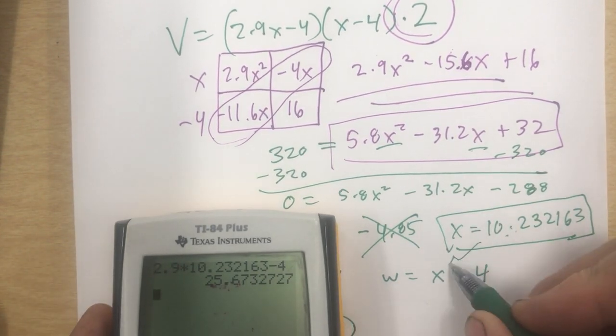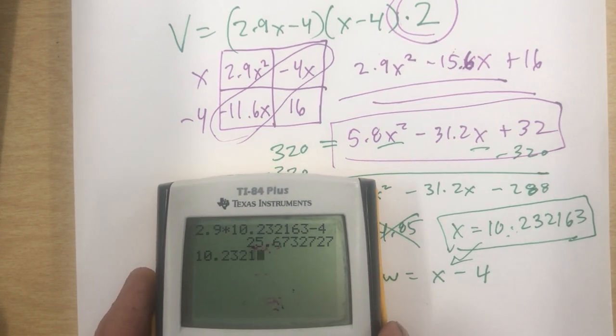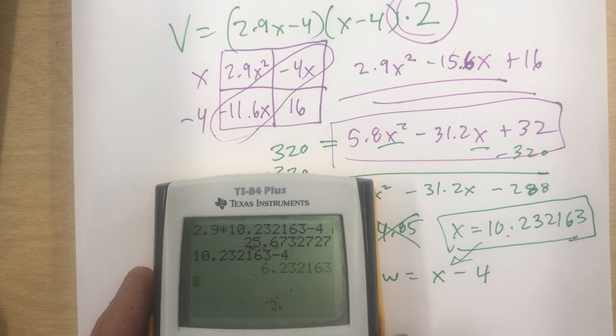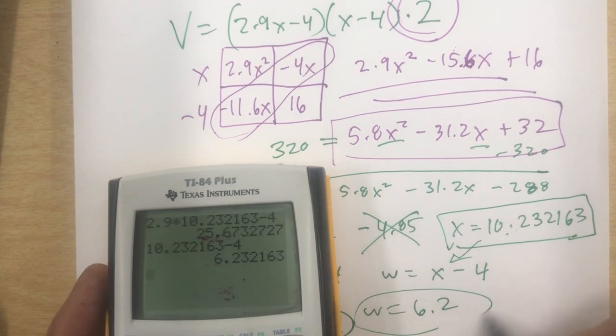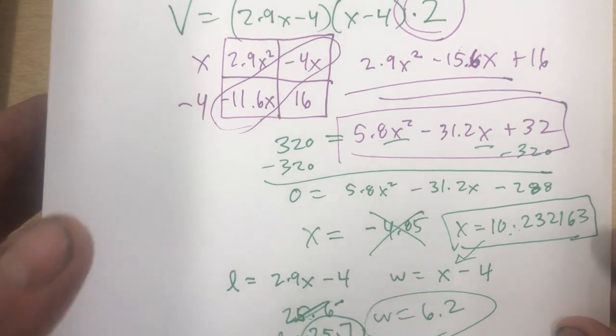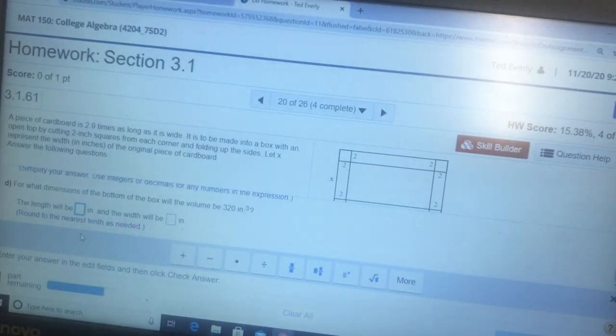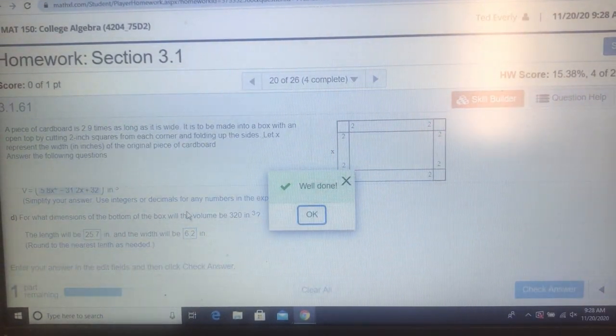And then I'm going to put it in right here. 10.232163 minus 4. So I get 6.2. That's my width. This is my length, and that's my width, and that's going to give me a volume of 320, like it's asking for. So my length is 25.7, and my width would have to be 6.2. All right, well done.